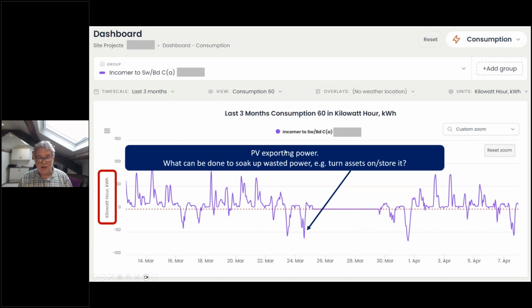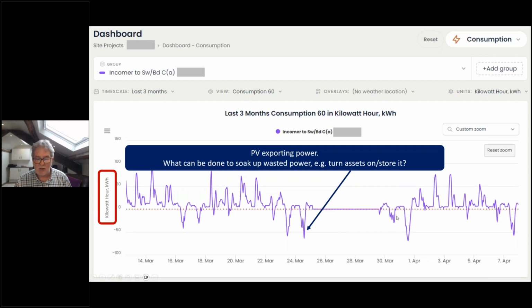Another insight would be, in this instance, we're looking at things in kilowatt hours, and this site's exporting power from obviously PV. Now, what can be done to soak that up? Because it's no good really exporting anything. You don't get paid, or if you do, it's very tiny unless you've got the FIT from years ago. So what can be done to soak that power up?